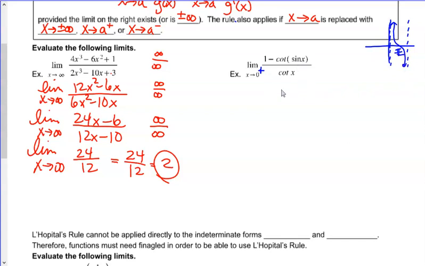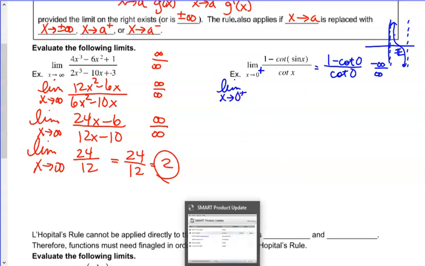So let's plug 0 into here and see what I get. When I plug that in, I get 1 minus cotangent of 0 over cotangent of 0. Well, if I plug that in here, actually 1 minus, this is at infinity, so 1 minus infinity is actually a negative infinity over by itself, as I approach 0 from the right, is an infinity, positive. So I can use L'Hopital's on this. So I need to take the derivative of the top and the derivative of the bottom.